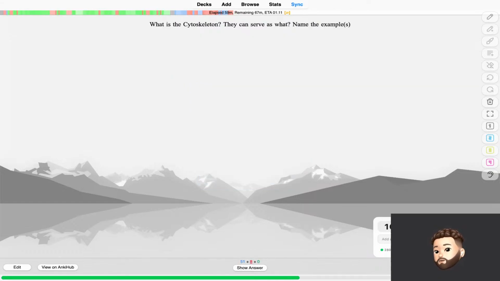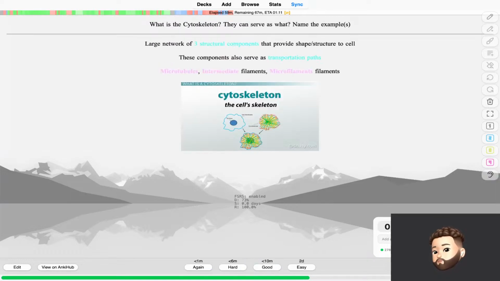What is the cytoskeleton? The cytoskeleton is the network of structural components that help provide shape and structure to the cell. It's the network of three structural components. They can serve as transport pathways, and examples are intermediate filaments, microfilaments, and microtubules.